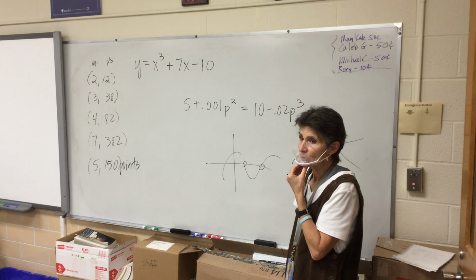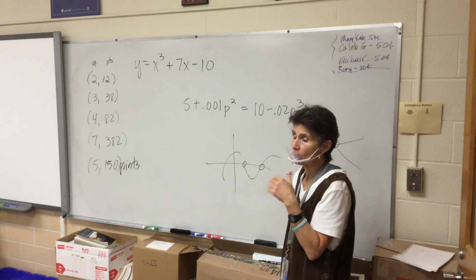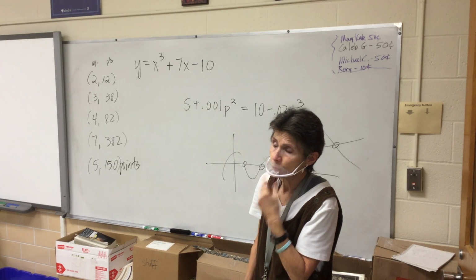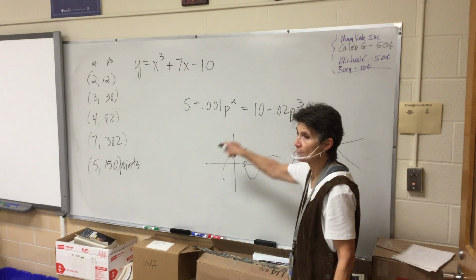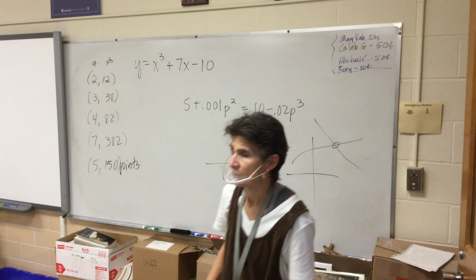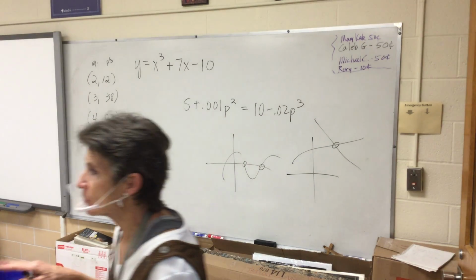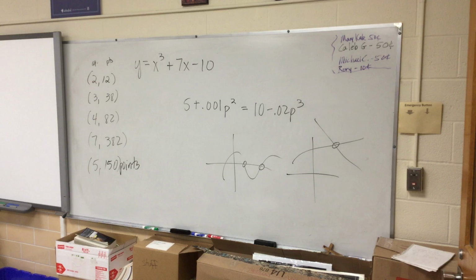Now, to help you figure this out, if you're having trouble with your window, keep in mind, what does your X or your P represent? Price. Have you ever gone to the store and had a price be negative? No. So X min should definitely be 0, right? So start with that. If you're having trouble with your window, start with that idea.